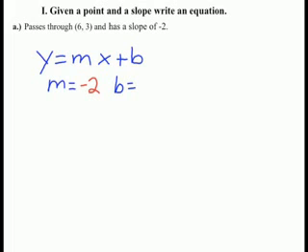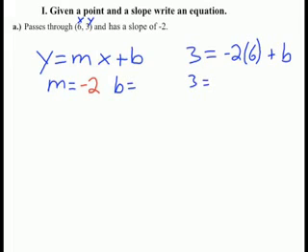Well, we can use the point and the slope that we're given and use the equation y equals mx plus b to solve for b. So if we look at our point (6, 3), the 6 is the x and the 3 is the y. So we substitute that into the equation along with the slope. So we get 3 equals -2 times 6 plus b. Now we just solve that equation for b. So 3 equals -2 times 6 is -12. Then we must add 12 to both sides. So we get b equals 15.